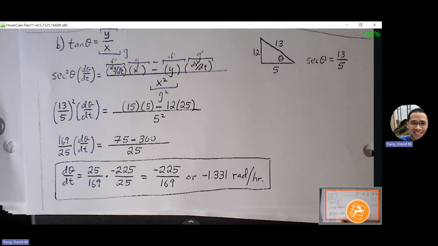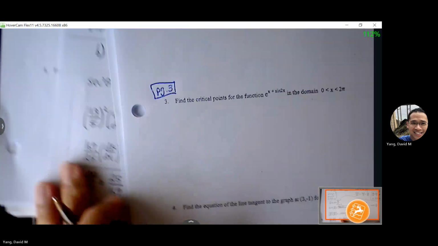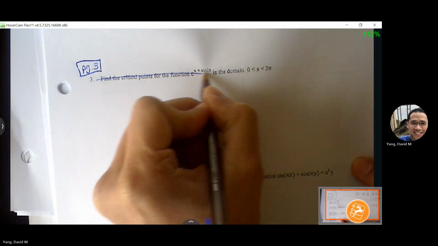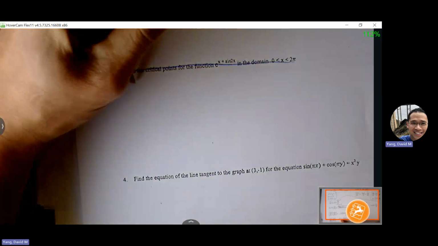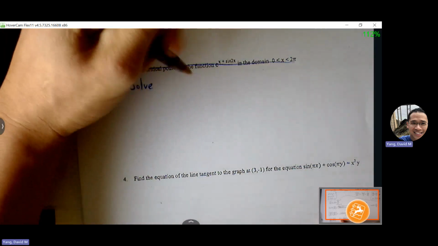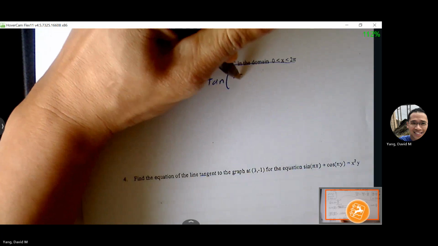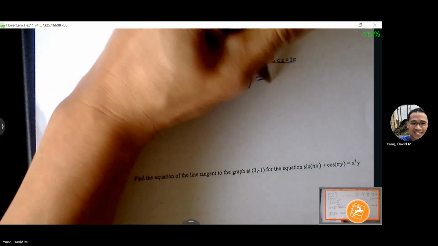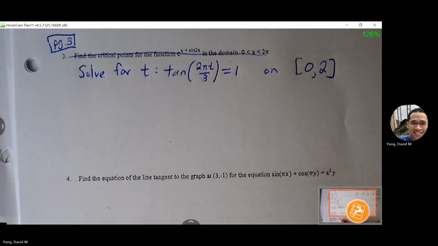Okay, page 3 in your packet. I crossed off 1 and 2 because I wanted to do one that I think would be helpful for Monday, being able to involve inverse. Solve for t: tangent of 2 pi t over 3 is equal to 1 on the interval from 0 to 2. We're going to do this by hand.